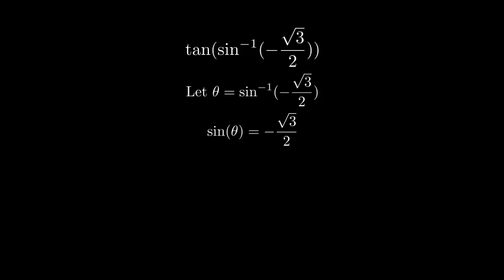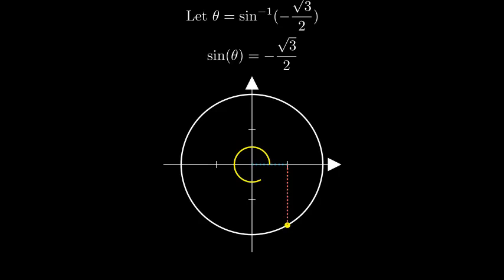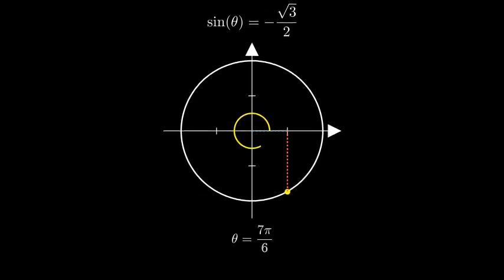Now, let's visualize this in a unit circle. Since sine of theta is negative square root of 3 over 2, and this value is between negative 1 and negative 0.5, theta must be in the third or fourth quadrant. Given that sine is negative and its magnitude is root 3 over 2, theta must be in the third quadrant, specifically at 210 degrees or 7 pi over 6 radians.